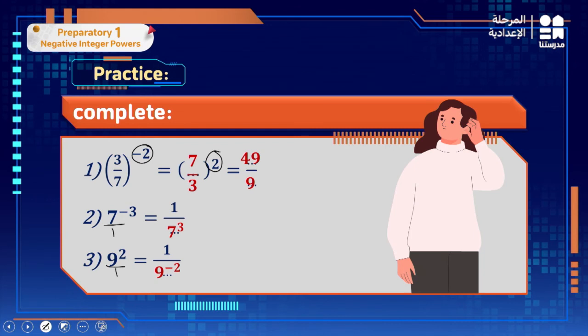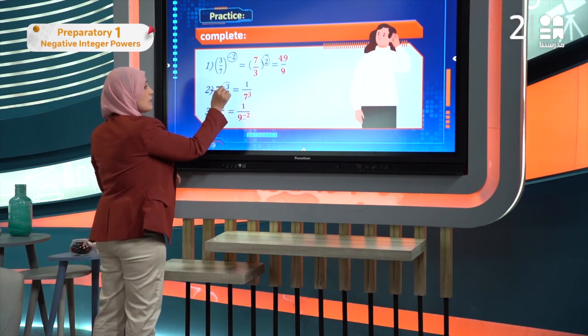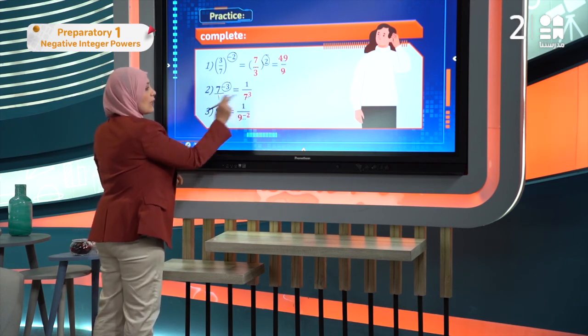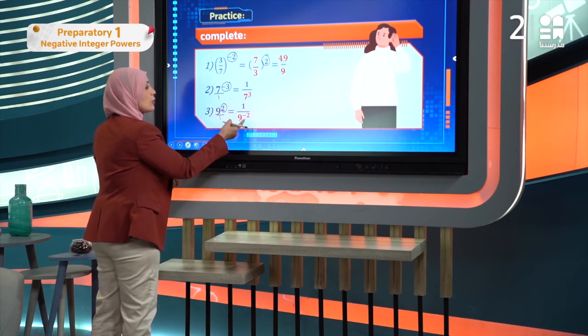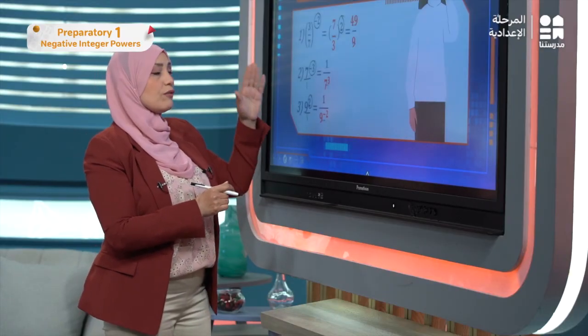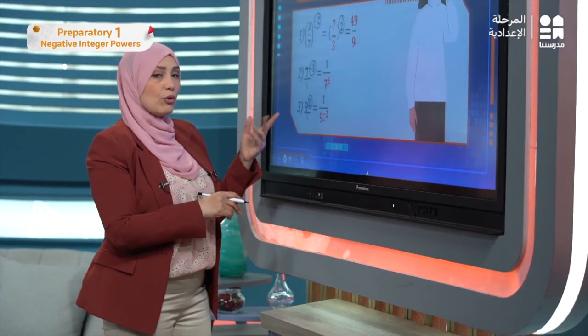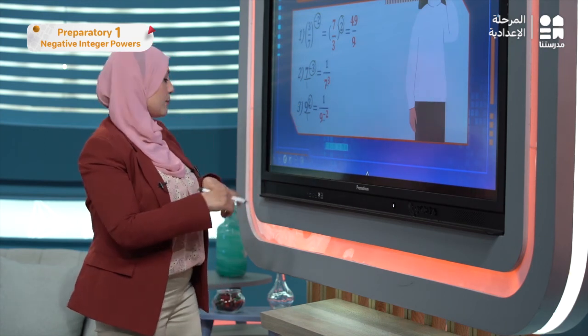What do you observe between 2 and 3? Here it was negative and I put it down as positive. In number 3 it was positive and I put it down with negative. So we have a rule. When we change the position from numerator to denominator or vice versa, immediately change the sign of the exponents.